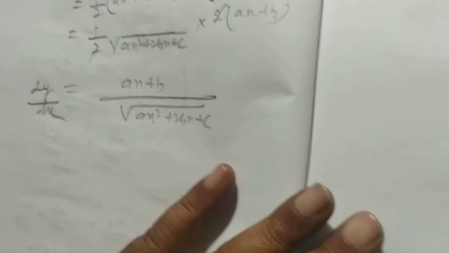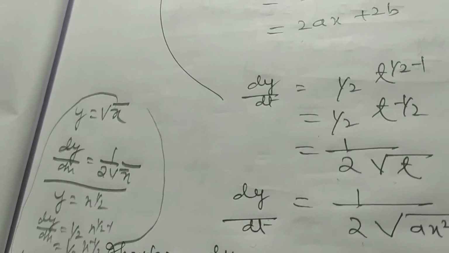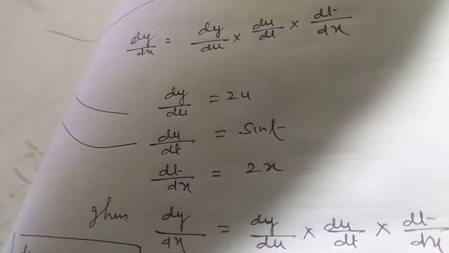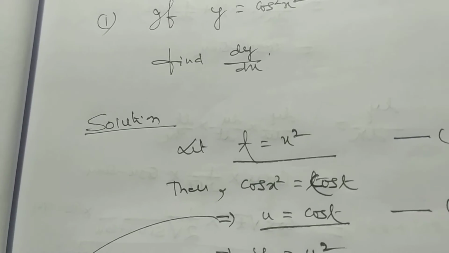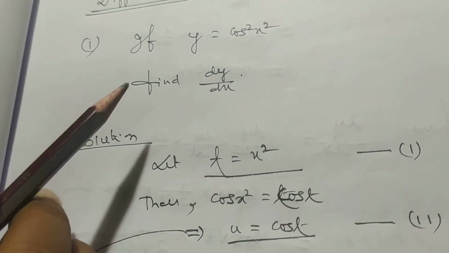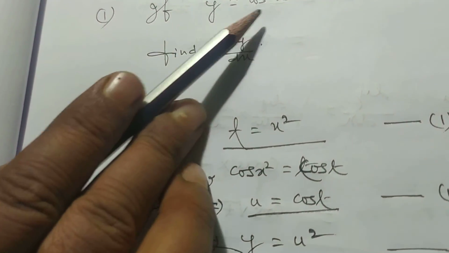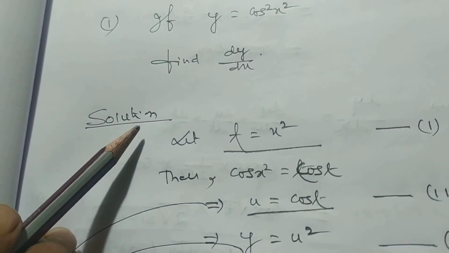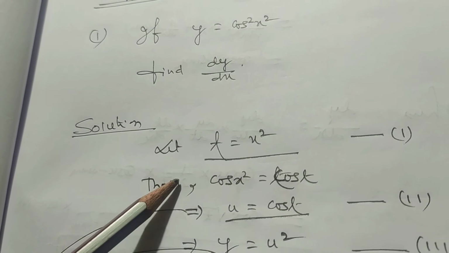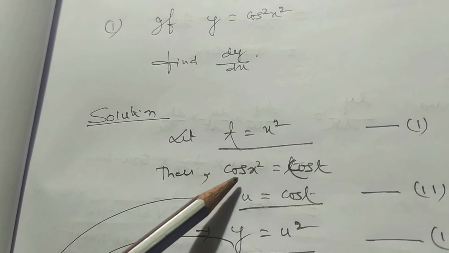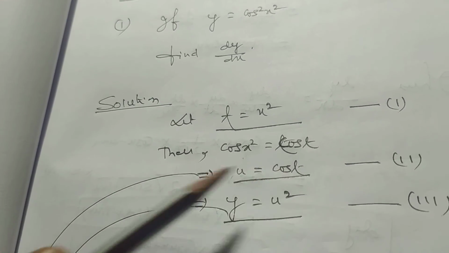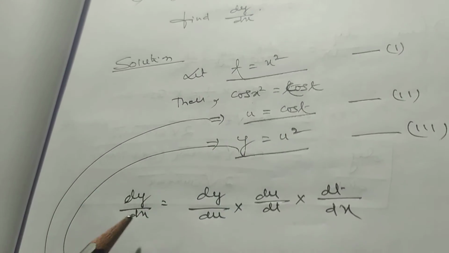So my dear student, it depends upon you how you solve this problem. You should know this method also. Now differentiate y is equal to cos square x square, cos square of the angle x square. Find dy by dx. Let t is equal to x square. So cos of angle x square is equal to cos t, and u is equal to cos t. So y is equal to u square.